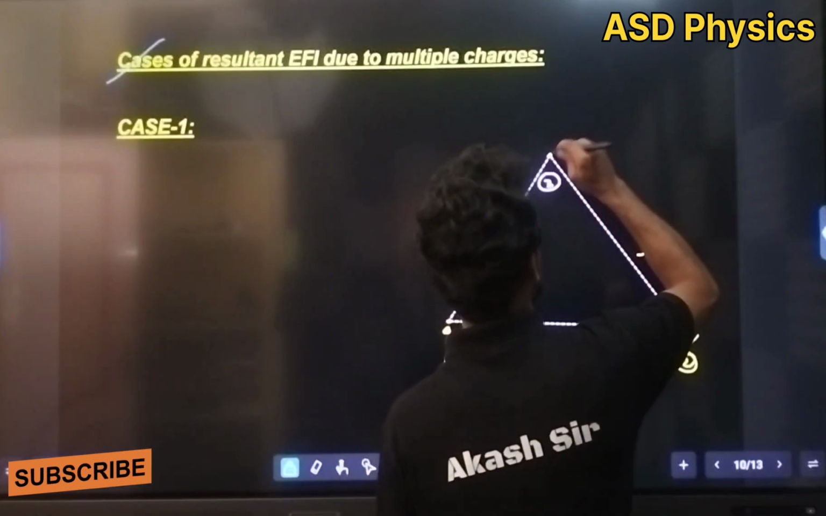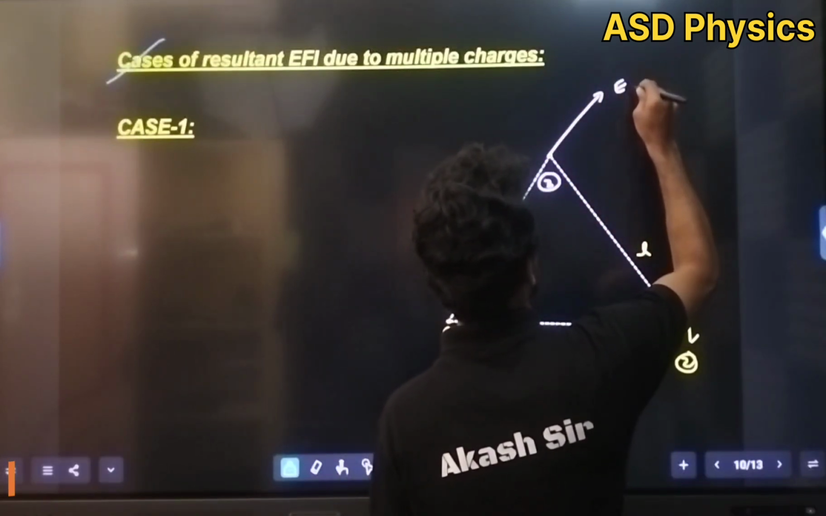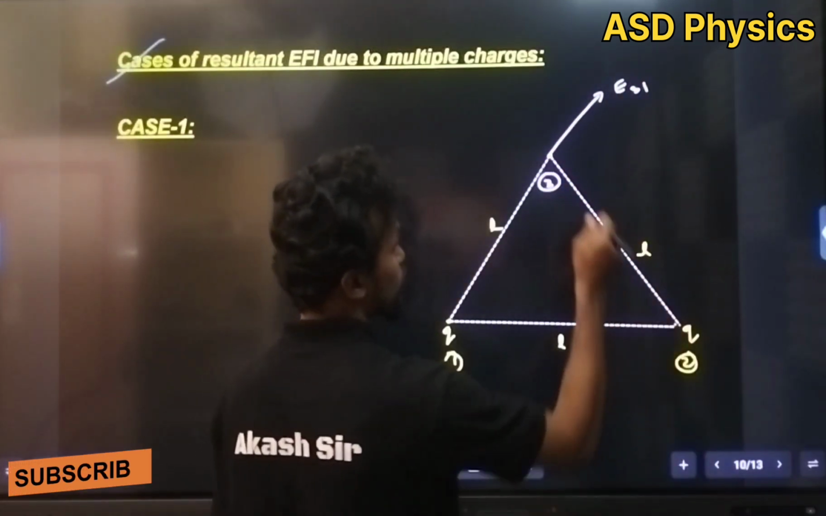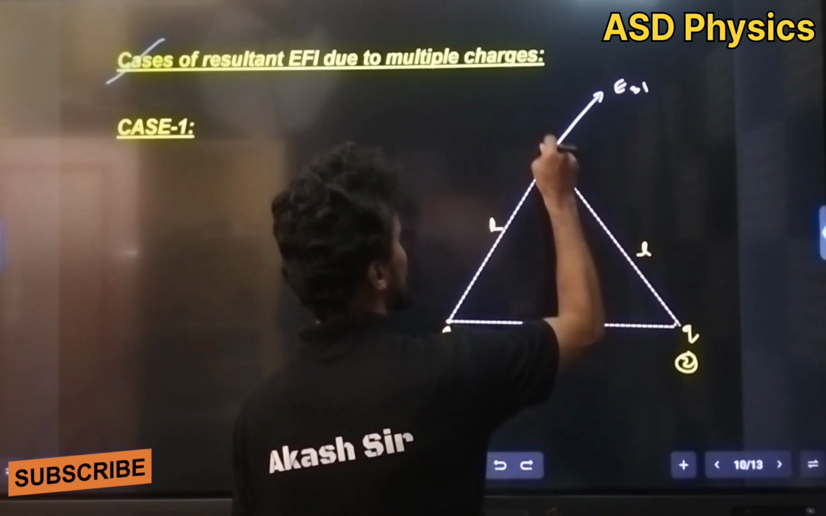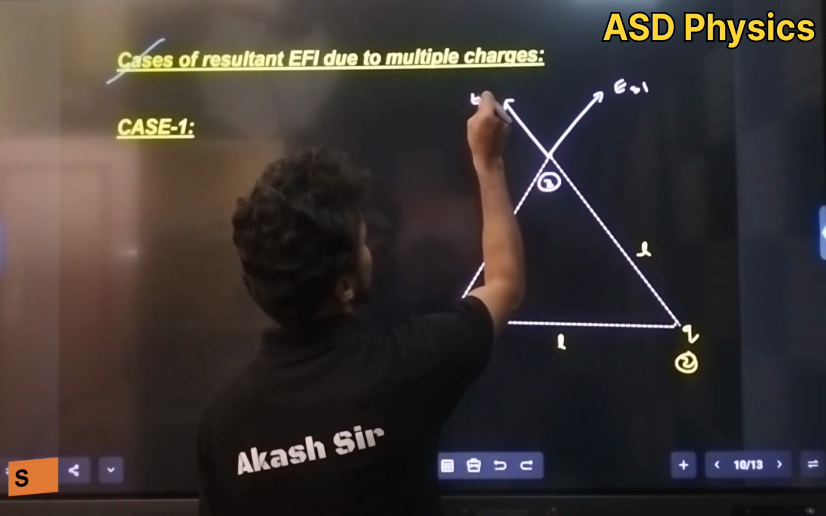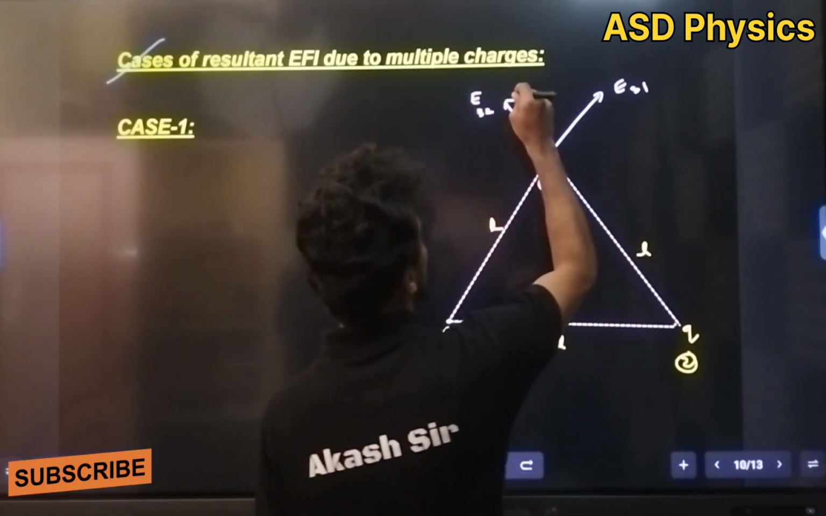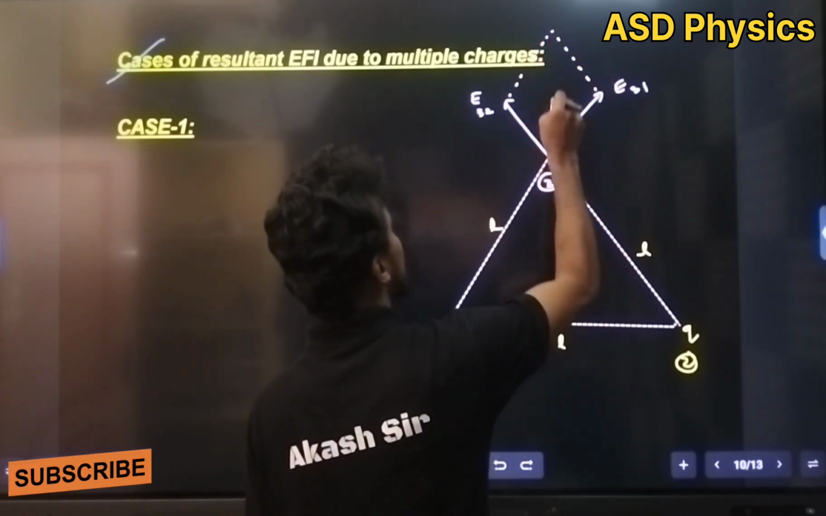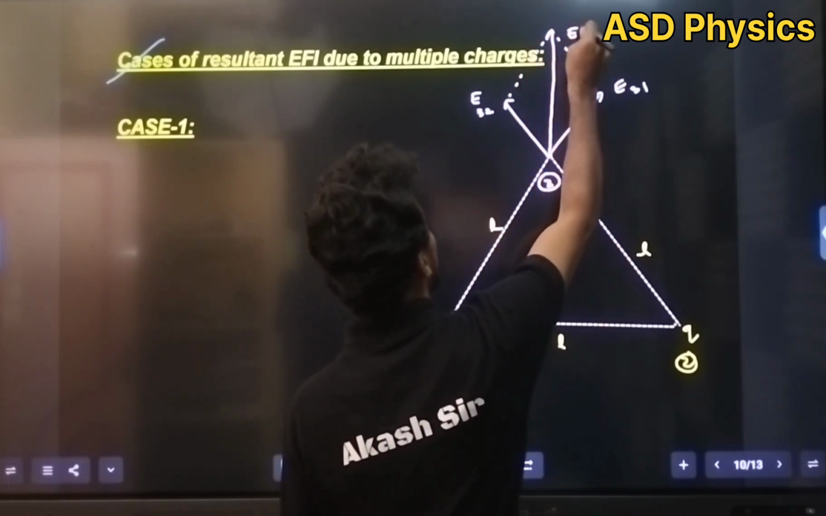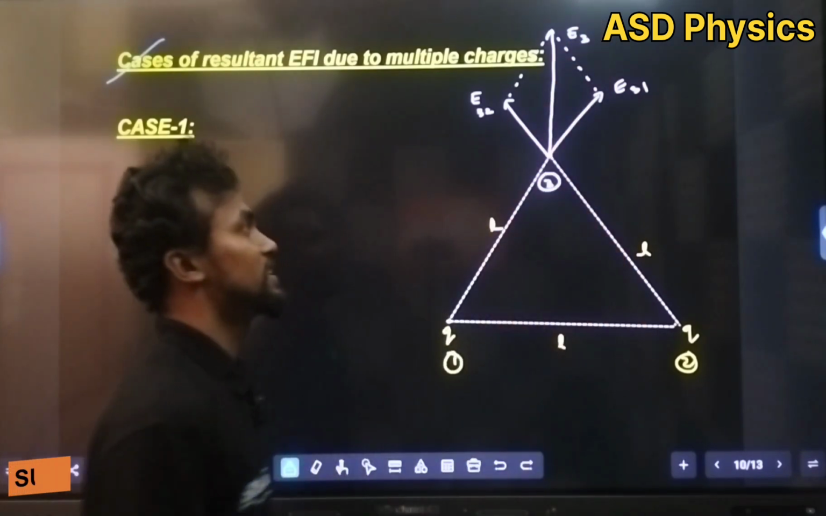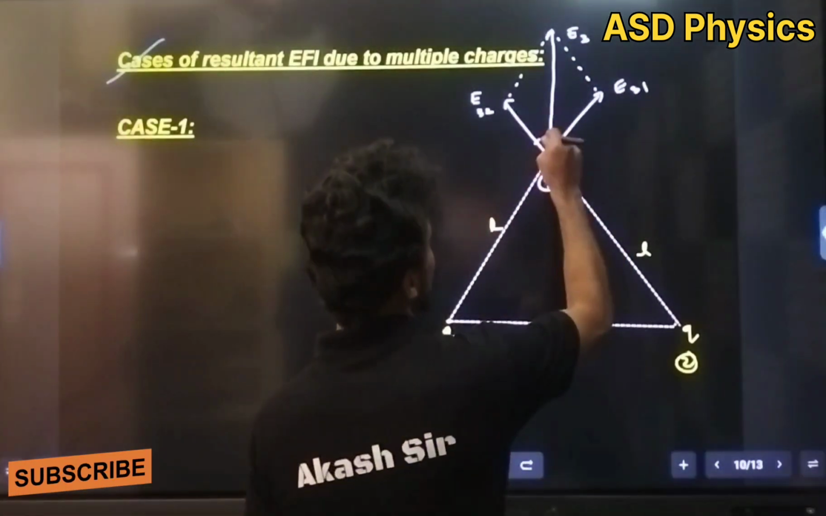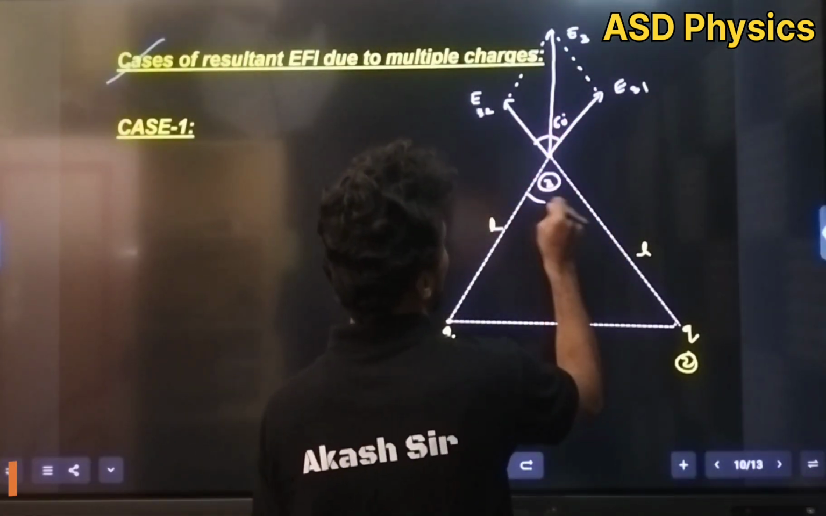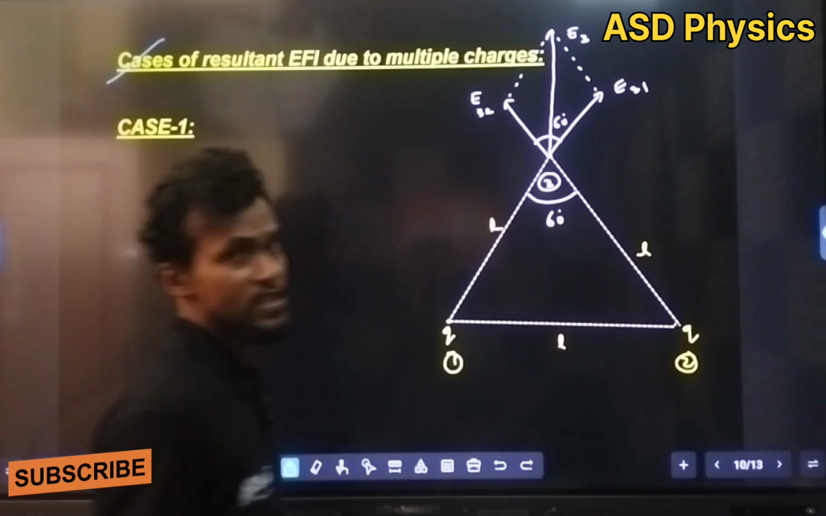Due to the first one, in this direction, I will write E31. And due to charge Q at vertex 2, it will be on this side. This is called E32. Again we have to use the parallelogram method. Then the resultant electric field will be in this direction. Let's take this as E3. Can you guess this angle, students? This angle is 60 degrees. Why? Because this angle is also 60 degrees.